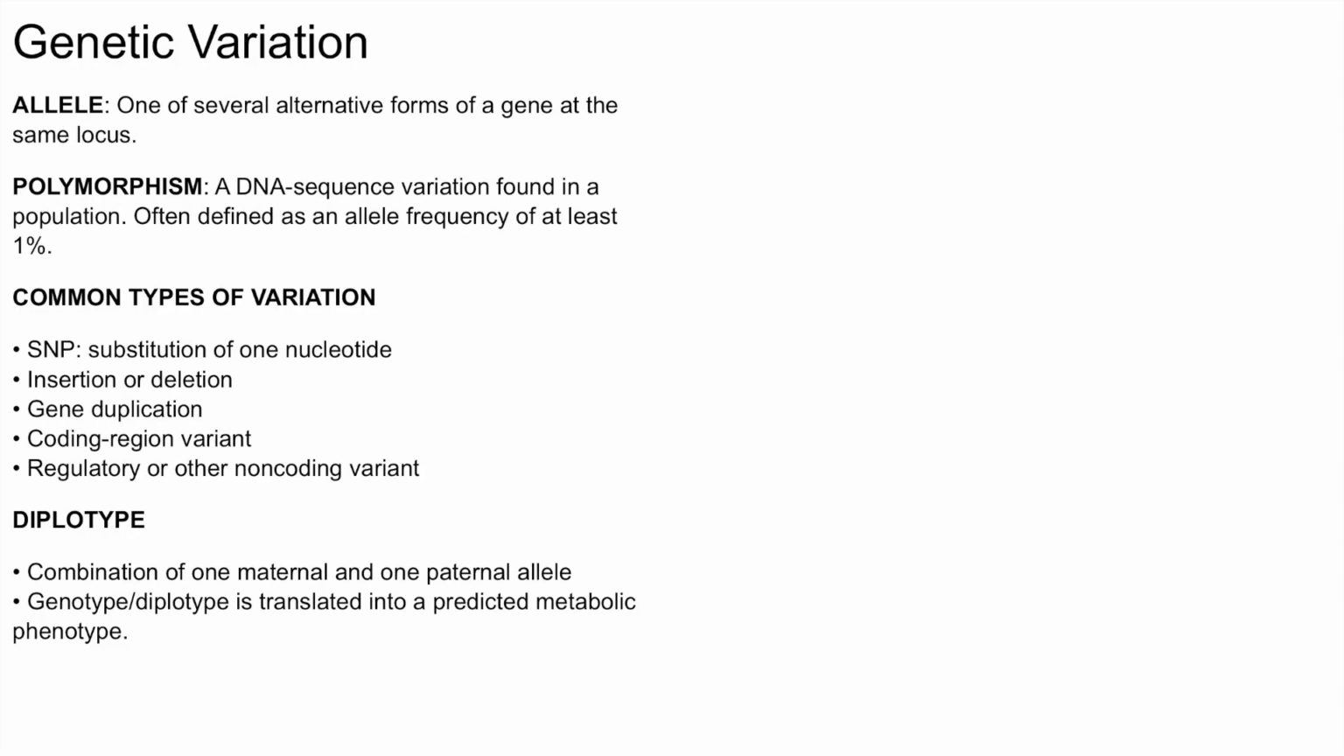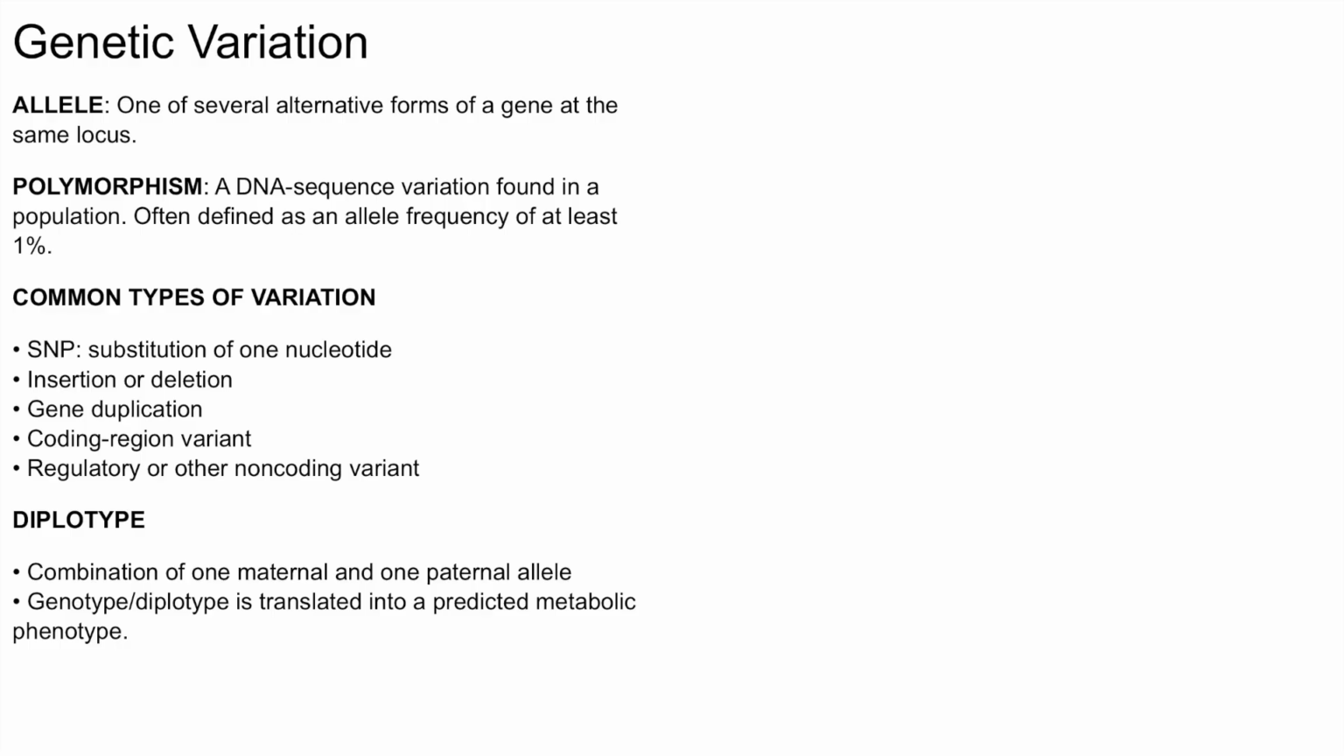Okay, and finally we have genetic variation. An allele is one of several alternative forms of a gene found at the same chromosomal location. A polymorphism is a DNA sequence variation that is relatively common within a population, historically often defined as having a frequency of at least 1%. Common variations include single nucleotide polymorphisms, insertions or deletions, also known as indels, gene duplications, coding region variations, and regulatory or other non-coding variants. These changes may alter the structure, abundance, or activity of a protein.